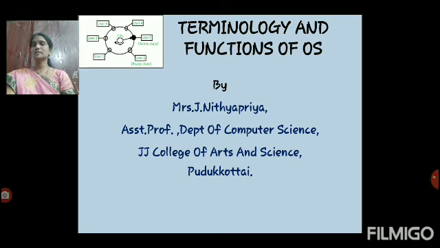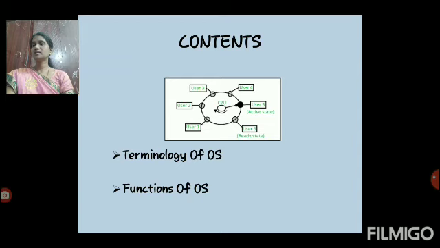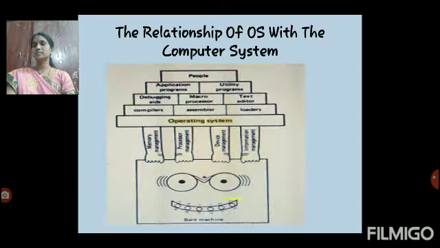Today in operating systems we are going to see the terminology and the functions of operating systems. When we are seeing about the terminology of operating systems, we will also see the computers in early days and also the hardware and the other features in early days. So these are the things we are going to discuss in terminology, and we will also see the different states of a process. Then we will move on to the functions of operating systems. Yes, these are the contents: terminology and the functions of operating systems.